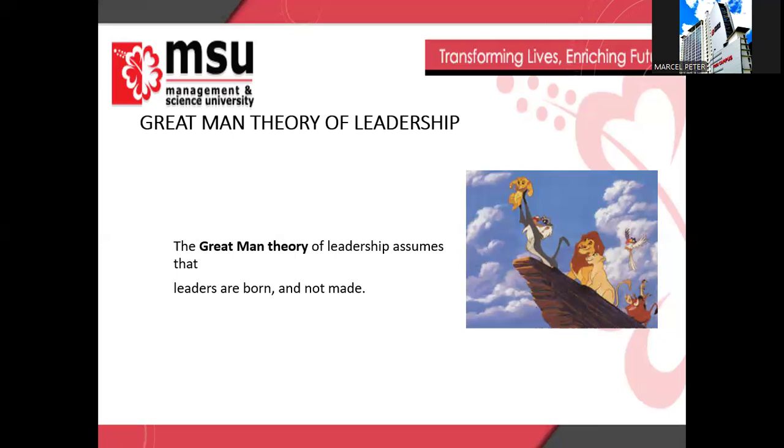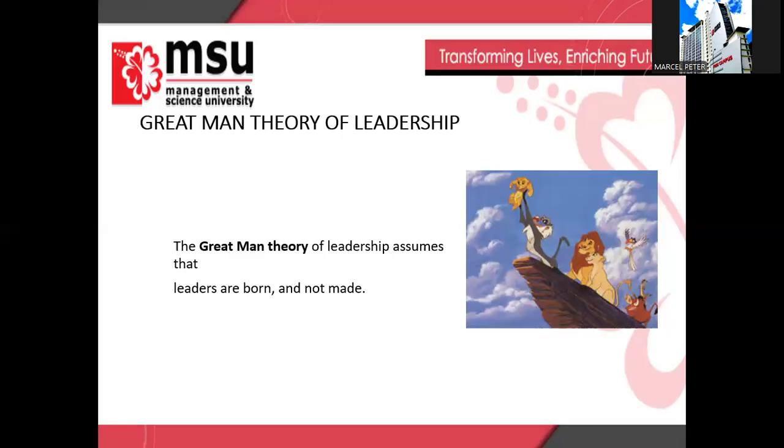And this theory was popular in the past, especially when leadership was linked to famous heroes, kings, or historical figures. The image on the slide symbolizes a natural leader standing above others, leading everyone forward. This reflects the idea that leadership comes naturally to certain individuals. So the great man theory believes that leadership is inherited. Leaders are born with special qualities, and not everyone can become a leader.